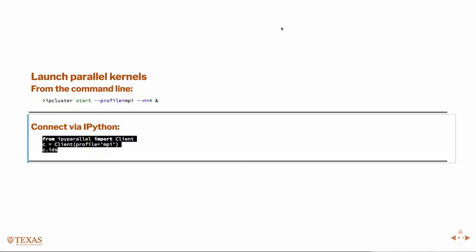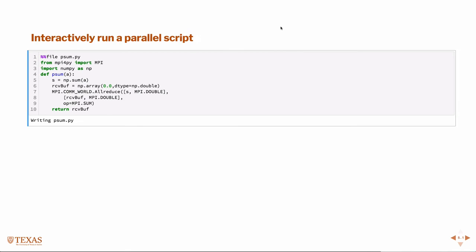Okay. So let's do something a little more complicated. What we're going to do is use this script right here. This is a script that essentially just takes a NumPy vector A, computes its sum on every processor, and then does a reduce across all processors. So again, S will be something that is loaded on each individual processor. However, when you run this script, the total reduce will be the result on all processors.